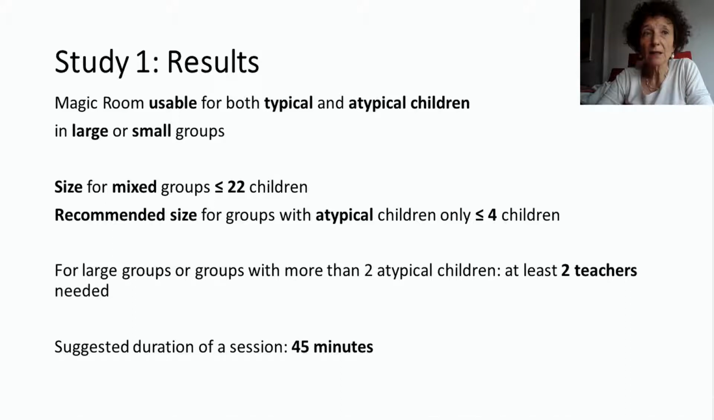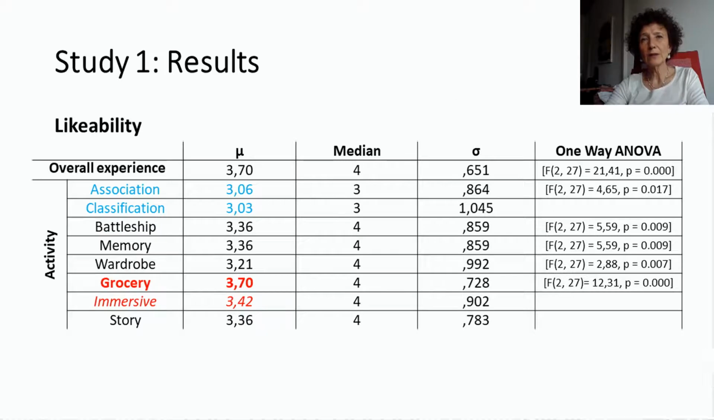Teachers suggested that the optimal duration is 45 minutes, also considering that the typical classroom lesson is 60 minutes, and some time is needed to move from or to the classroom and to organize children before entering the Magic Room. The data from the questionnaires filled by children show the likability levels were good or very good, with scores ranging between 3 and 4.